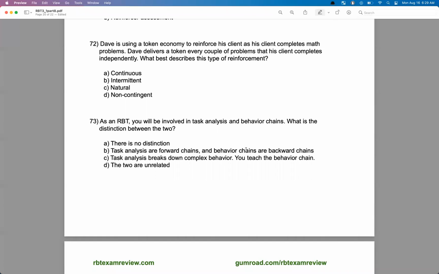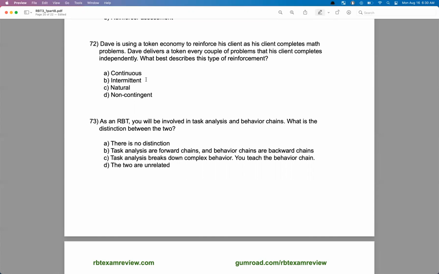But what do we know? We know that every couple of problems is what type of reinforcement? And if you're still lost, let's go to the answer choices and see what we're getting at. So is this continuous reinforcement? No. What is continuous reinforcement? Continuous reinforcement is reinforcing every instance of behavior. That's your FR1. If we're not doing FR1, we're not doing continuous. Everything else is going to be intermittent. So if Dave is delivering a token every couple of problems, this is intermittent reinforcement.